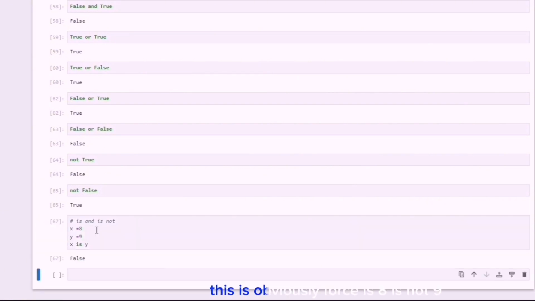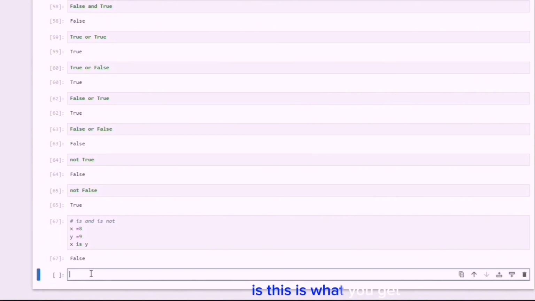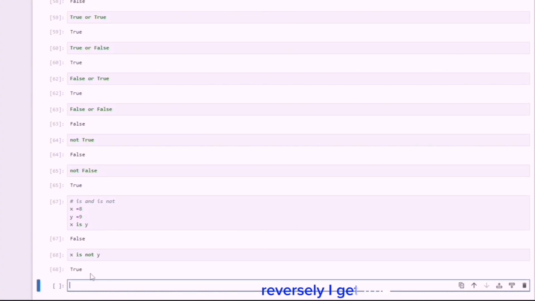So this is obviously false. 8 is not 9. So basically, these identity operators also return Boolean results. So is, this is what you get. If I say x is not y, reversely I get true. So this is important.